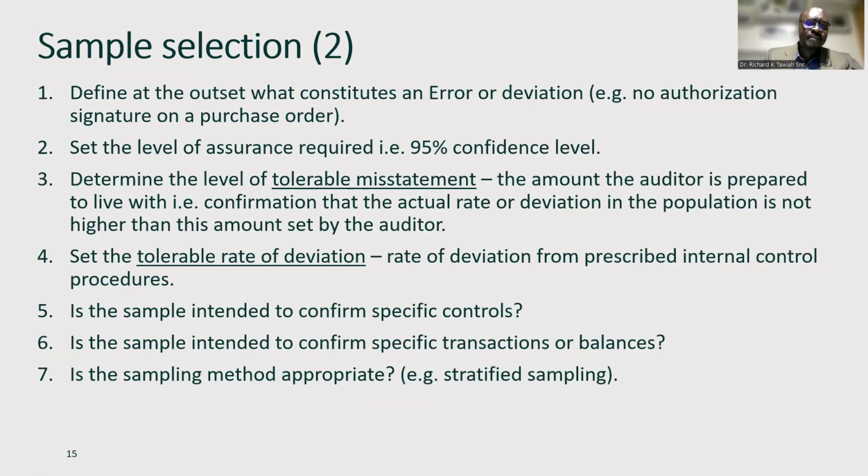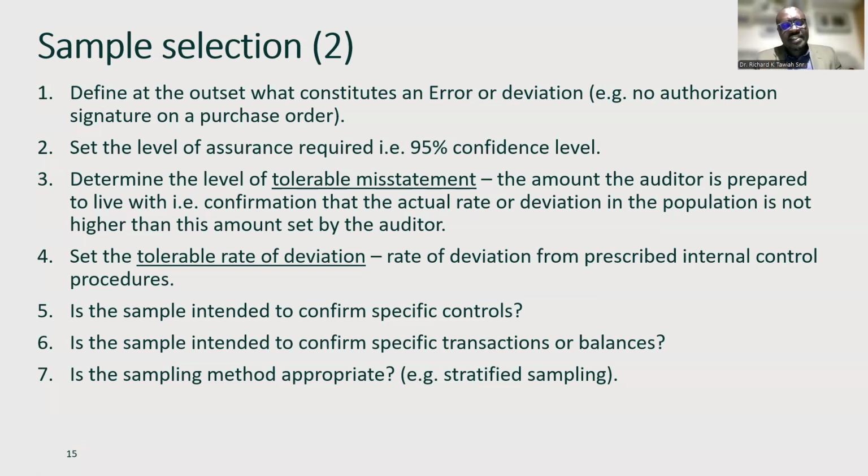Now, let's look at some guidelines, let me put it that way, in terms of sample selection. From the outset, set out an error or deviation criteria. So maybe no authorization signature on a purchase order. Set out what constitutes an error. And then set the level of assurance required: 95% confidence, 99, 90. So statistical metrics are still being used, okay? Determine the level of tolerable misstatement. If this amount of error is seen, we will accept it. We are prepared to live with it.